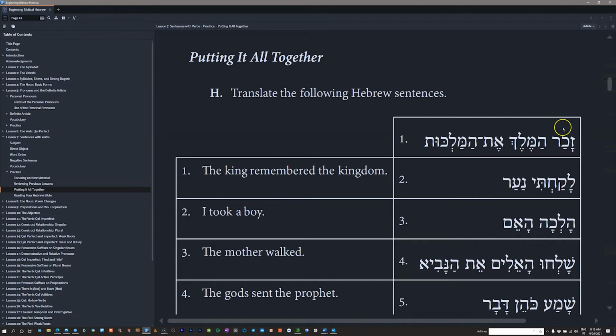All right, so we can put a V here for our verb, S here for our subject, DO for our direct object if we want. Now we can begin our translation. When I just put a meaning here, remembered, the king, the kingdom, I'm not really translating, I'm more glossing these words. Translation is a more polished result than that.